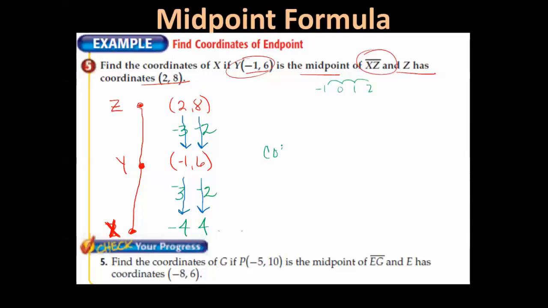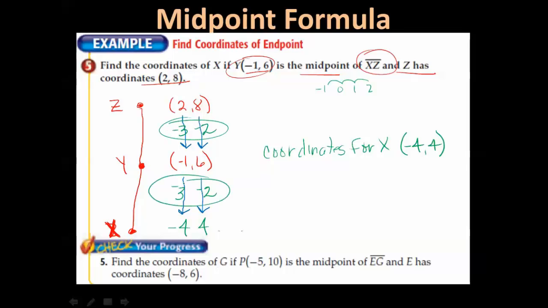So the coordinates for x are -4 and 4. So you can think of it as a number line, or you could think of what would I have to subtract from 2 to get -1, what would I have to subtract from 8 to get to 6. But whatever numbers you get here, you're going to add to the midpoint to find the other endpoint.